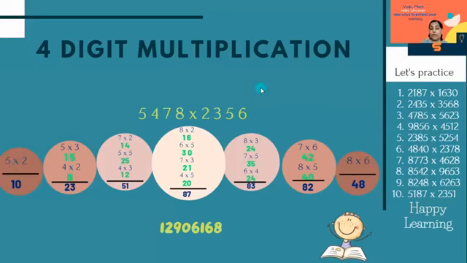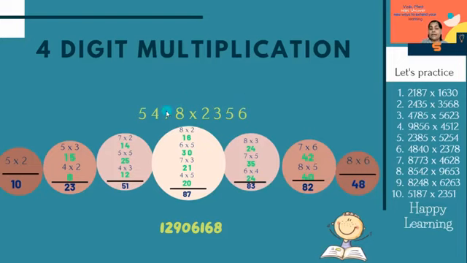So let's see what we are multiplying first. First is 8 multiplied by 6. Here we are trying to multiply 5,478 with 2,356. As you can see on the screen, it's very easy. First, we'll multiply 8 with 6. So 8 6s are 48. Leave it as it is.